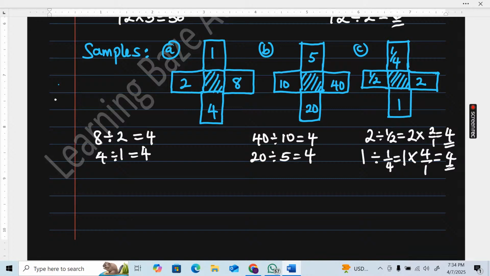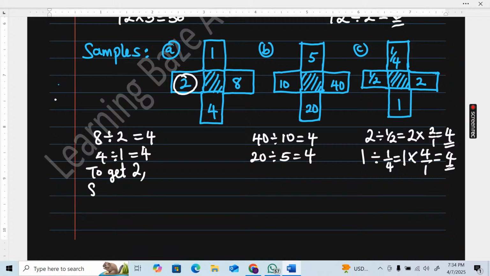Let's solve some classwork together. We are going to solve some questions together, but before that, I want us to look at how to find 2. What if we've been asked to find 2? How do we find 2 in sample A? How do we get 2?